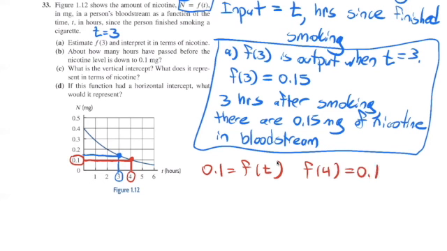And this is asking us, what does that mean? This is telling us that 4 hours after you smoked would have to elapse for the nicotine level to decrease down to 0.1 milligrams.